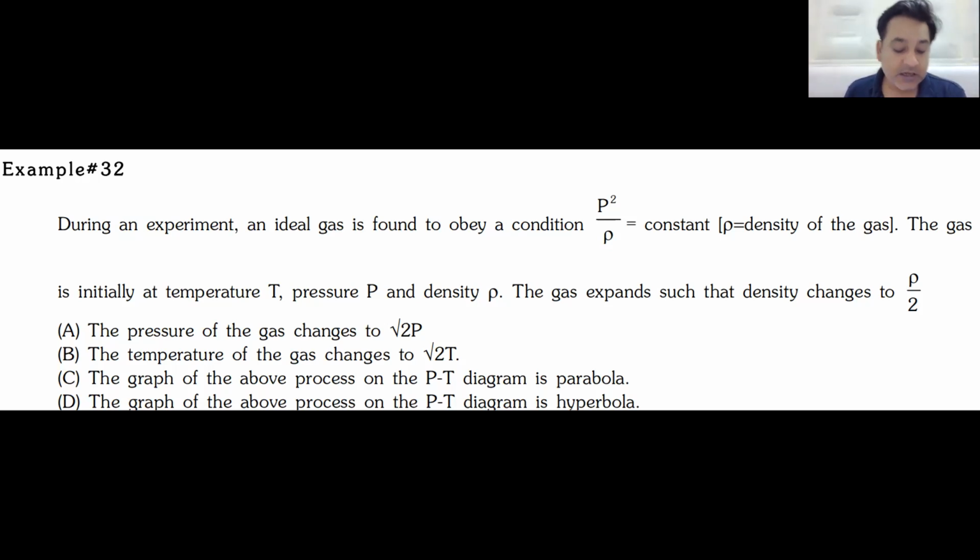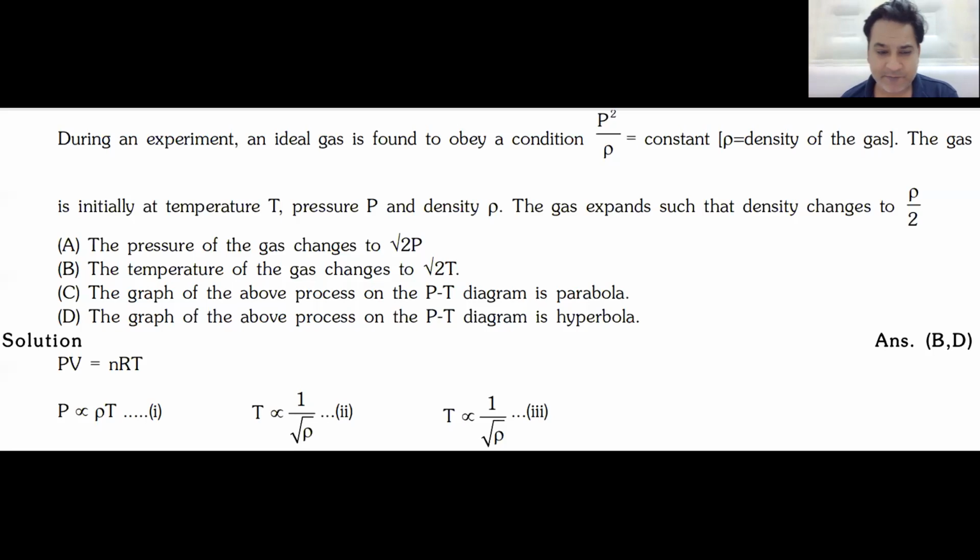During an experiment, an ideal gas is found to obey the condition P square by rho is constant. Rho is the density of the gas. The gas is initially at temperature T, pressure P, density rho. The gas expands such that the density changes to rho by 2. Which are the options which are correct? I give you a minute to deal with this.